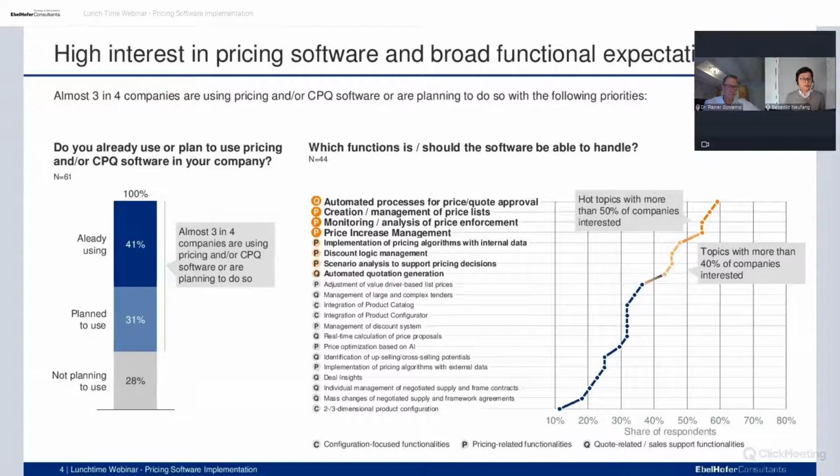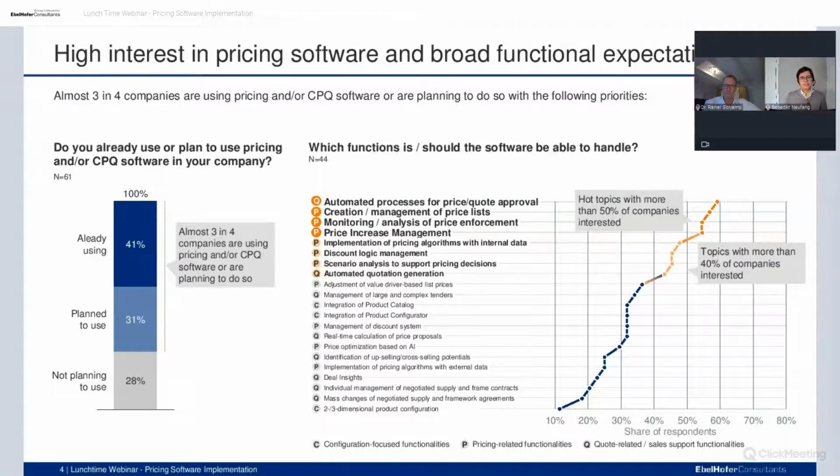Or also, what we find really interesting is the topic of scenario analysis. So when you're planning to rework your pricing, you want to be simulating and understanding what impact certain price adjustments would have, what's the top line impact, what's the margin impact, and these kinds of scenario analysis and data-driven pricing decisions. That's something that many companies want from their pricing software.